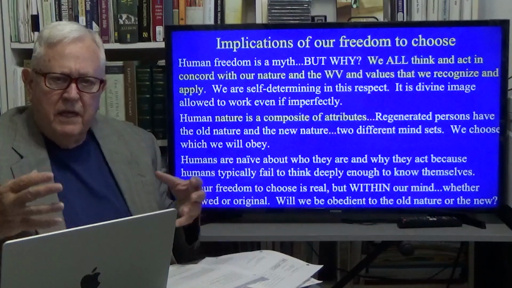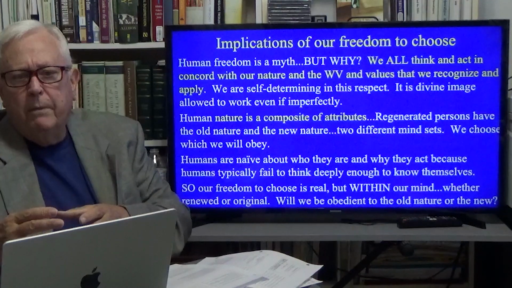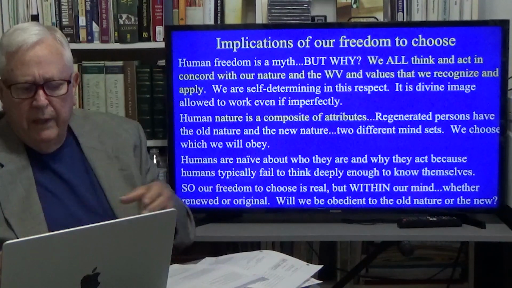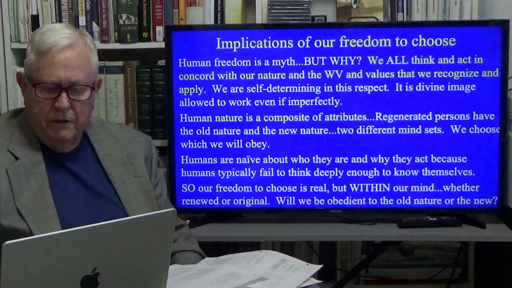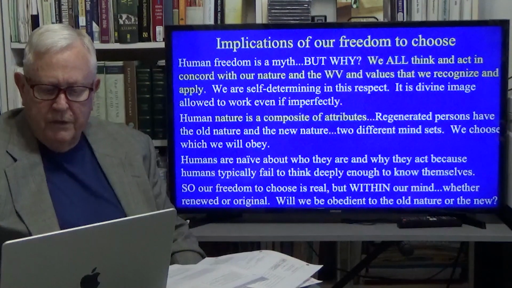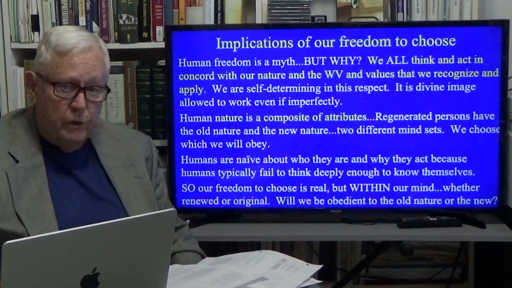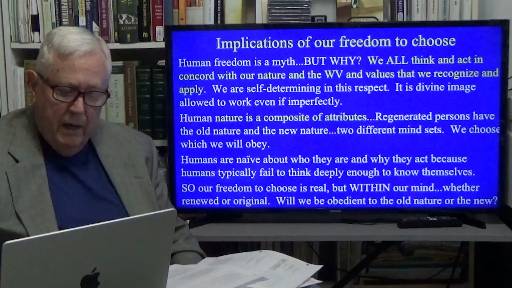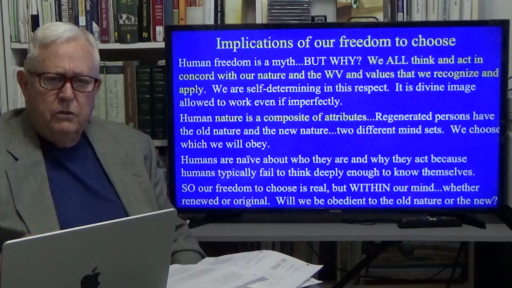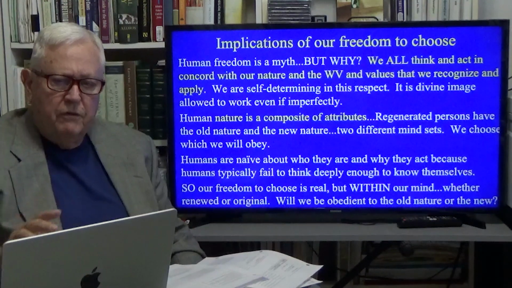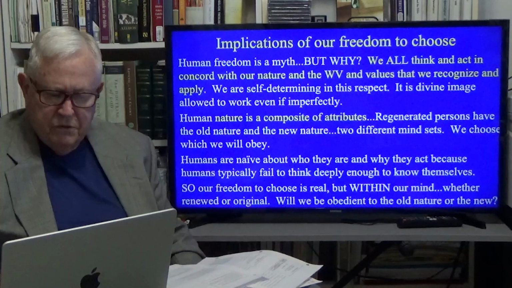The fact is that there are composites of attributes that you're being called to perform, to obey, in relation to the virtues and vices to avoid that are cited in Scripture. Regenerate persons have the old nature and the new nature, two different mindsets, and we choose which we will obey. And we try, by education and by learning the Scriptures better and by loving God, to diminish the old nature, but it's never going to go away till we're redeemed physically by the second coming of Christ.